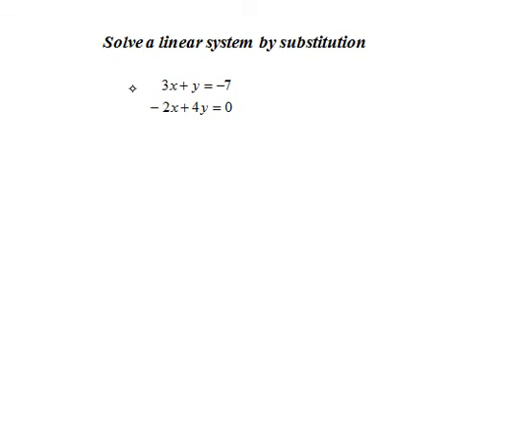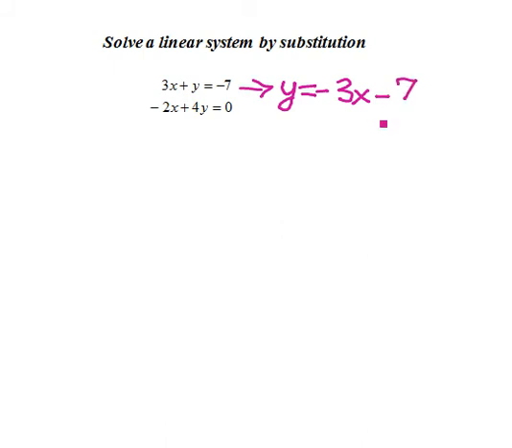Here we have solving a system of linear equations by using substitution. Now the first step is to decide what variable I want to solve for. Looking at my system, I see that in the first equation y has a leading coefficient of 1. So the easiest variable to solve for would be y. So to solve for y, I'm going to start by subtracting my 3x from both sides, which leaves my new equation y equals negative 3x minus 7.